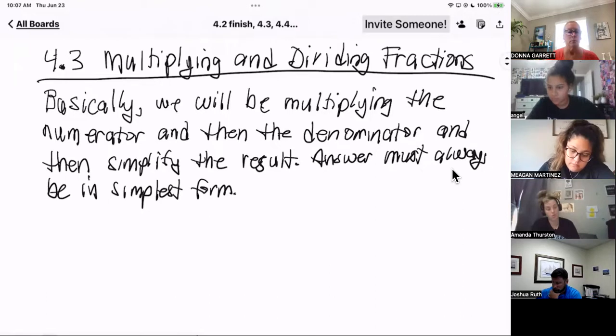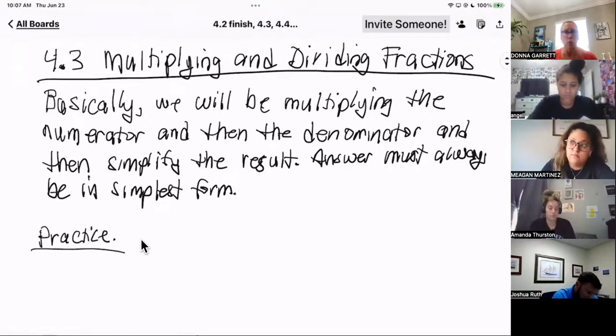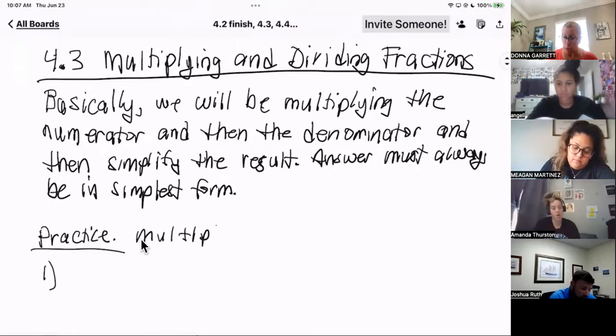Okay, so we're going right to practicing. And then I'm going to put some things in there. I'm going to show you some shortcuts. Because sometimes it can be really big numbers you have to simplify, and who wants to do that? Nobody. Okay, so practice. I'm just starting with multiplying, and then we'll add in some dividing in a minute. Okay, so multiplying.